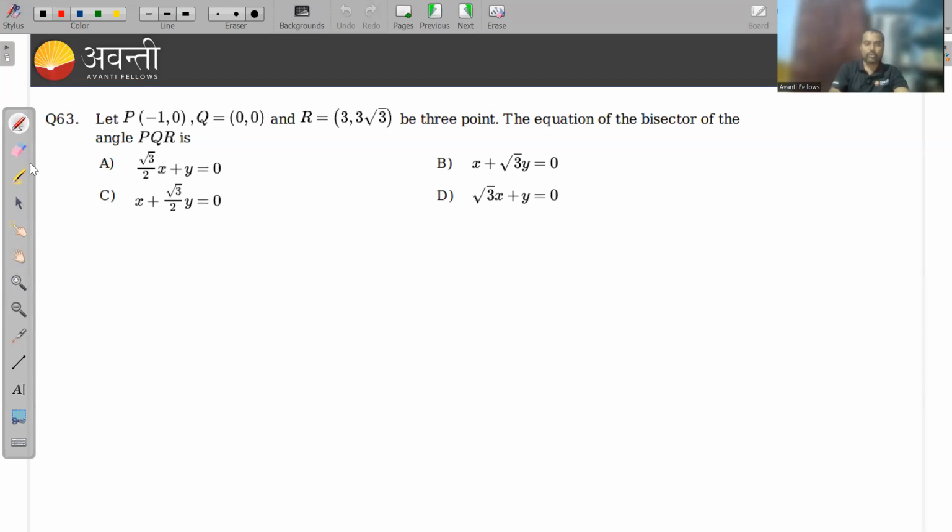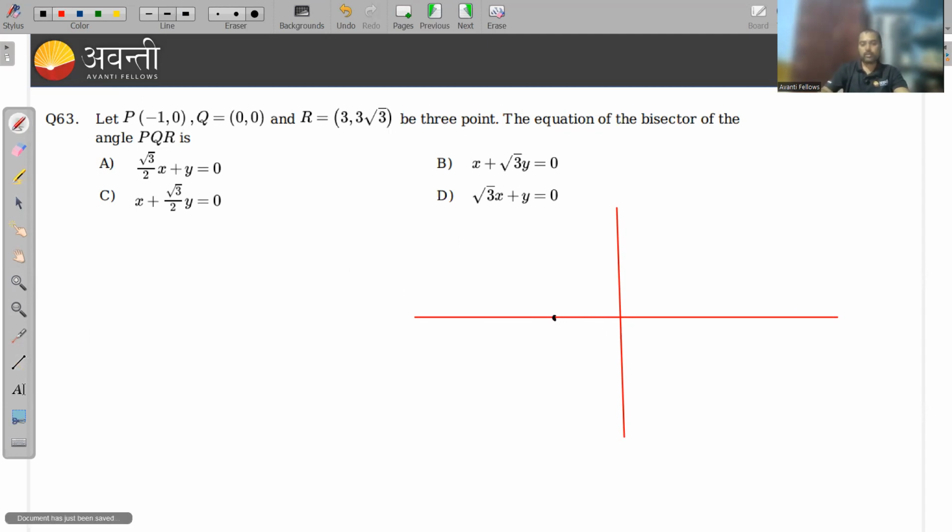So let's try to draw the figure first. Suppose this is my coordinate axis, and I'm taking the point minus 1, 0, and this point is P. This is my origin O. Q is already given, that is Q, and its coordinate is 0, 0.